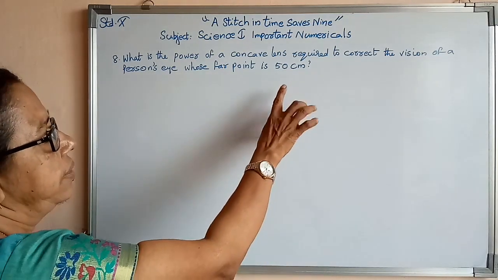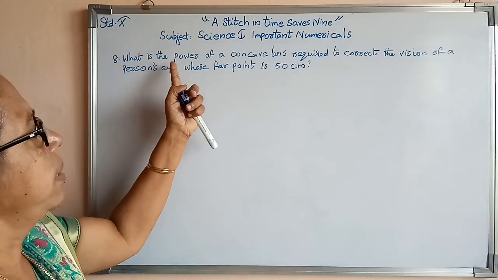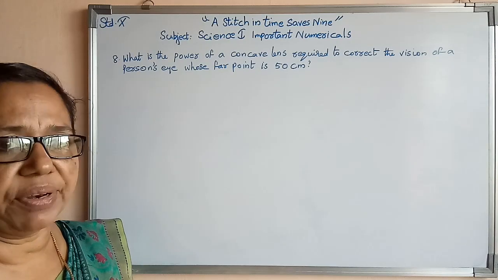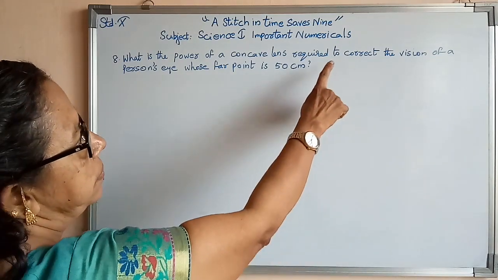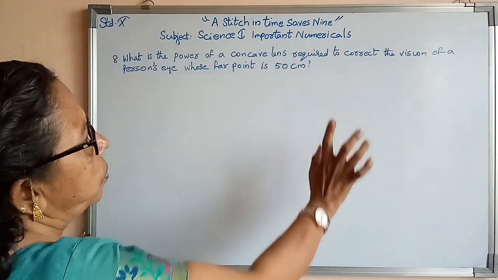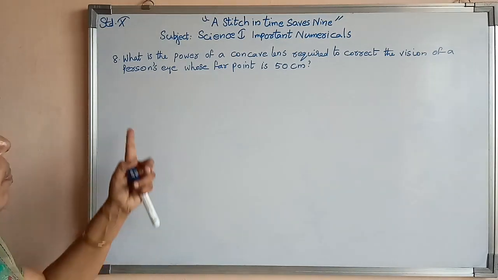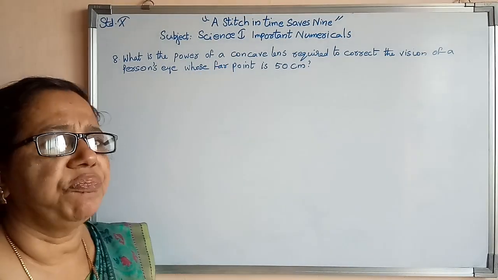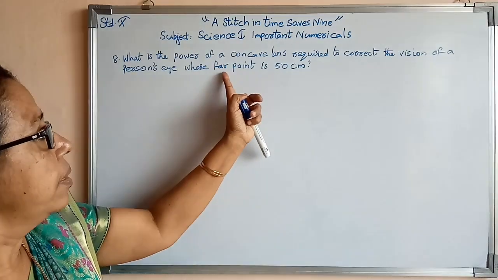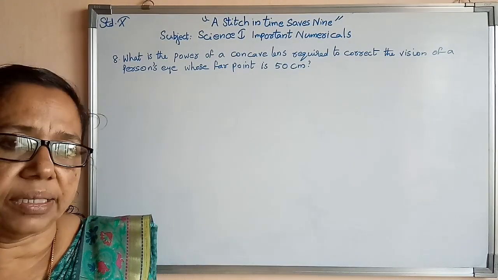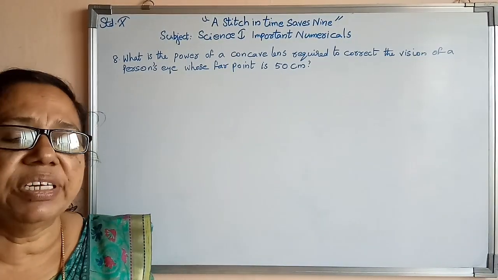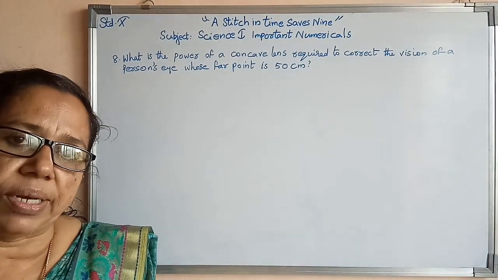Now, what is said here? What is the power of a concave lens? We have to find out the power of the concave lens, required to correct the vision of a person's eye whose far point is 50 centimeter. Here, far point means focal length. That is given, but they didn't mention here whether it is a positive or negative value.